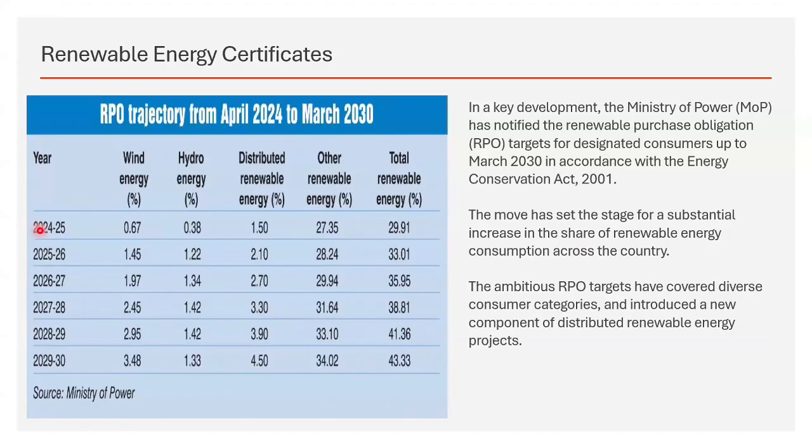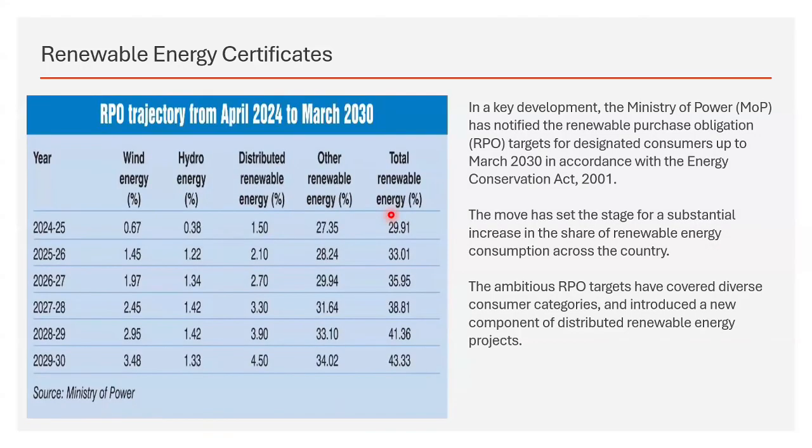So in the 2024-25 financial year, out of that, the wind energy percentage should be 0.67%, hydro 0.38%, distributed energy 1.5%, other renewable 27.35%, and total renewable should be 29.91%. So wind, hydro, distributed solar, and other forms of renewable energy like tidal, or other RE energy through the energy exchange. So 29.91% of self-consumption has to be from renewable sources.